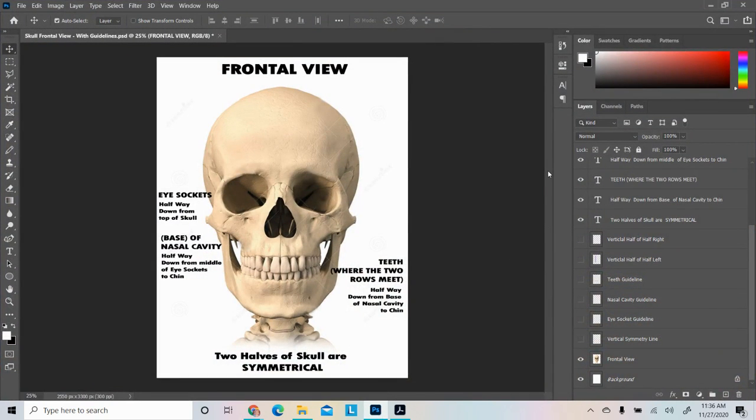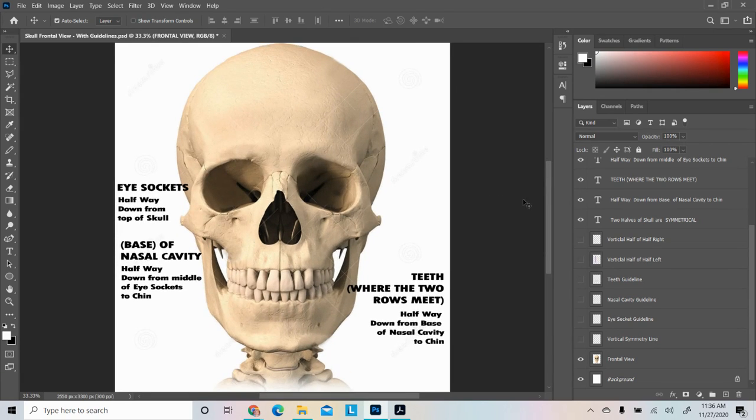Okay, so we have some of the answers on screen, which is good. You should look at those. So when we're looking at the front, this is the frontal view of the skull. I'm going to add a line that divides it in half. And when we look at it, you can see that both halves of the skull are perfectly equal, which means that it is symmetrical on both sides.